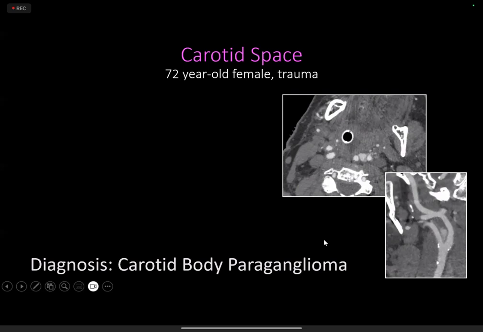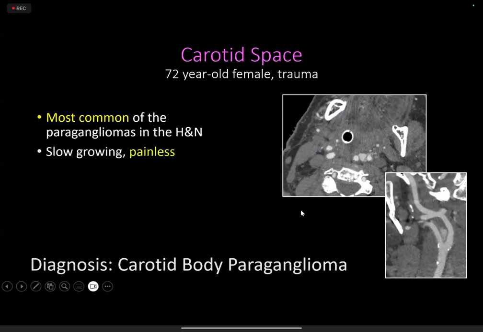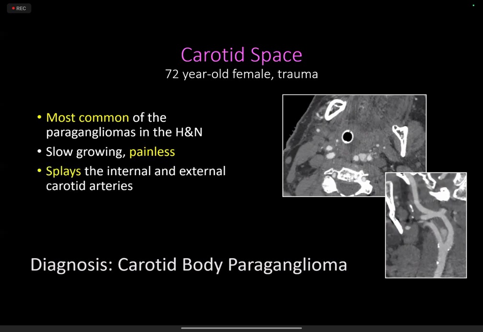And this has turned out to be a case of carotid body paraganglioma. It's the most common of the paragangliomas within the head and neck. It's a slow-growing, painless mass. It's going to splay the internal and the external carotid arteries as it gets larger.